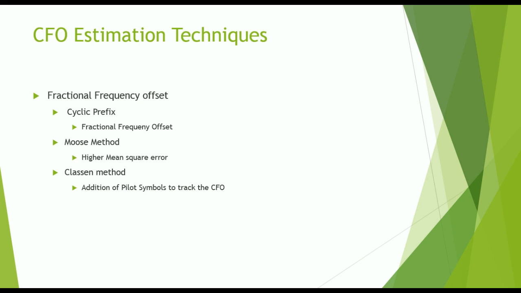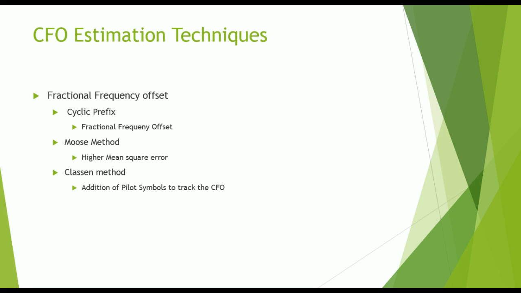Here we see some of the estimation techniques that have been discussed in detail in the project. That is, the fractional frequency offset estimation techniques are cyclic prefix, where it is used exclusively for fractional frequency offset, and the Moose method, the disadvantage of which is that it has a higher mean square error, but it is a lot better than the cyclic prefix.